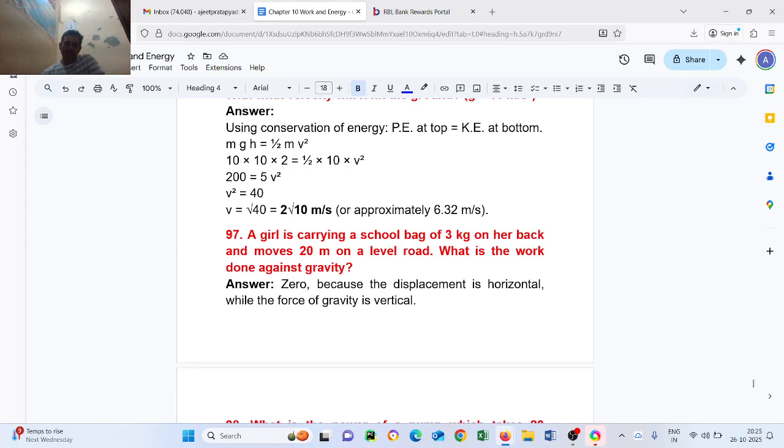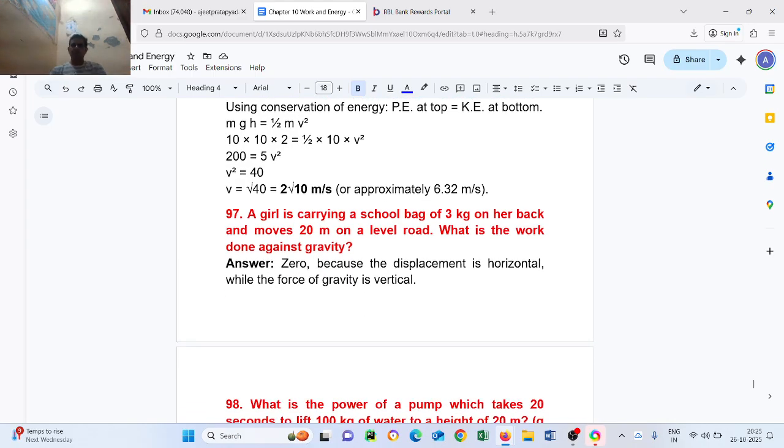Question number 97. A girl is carrying a school bag of 3 kg on her back and moves 20 meters on a level road. What is the work done against gravity? Zero, because the displacement is horizontal while the force of gravity is vertical.